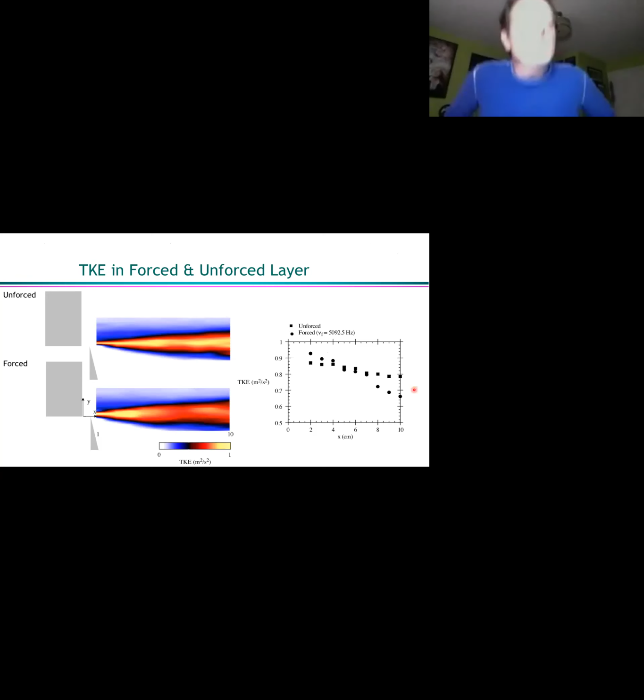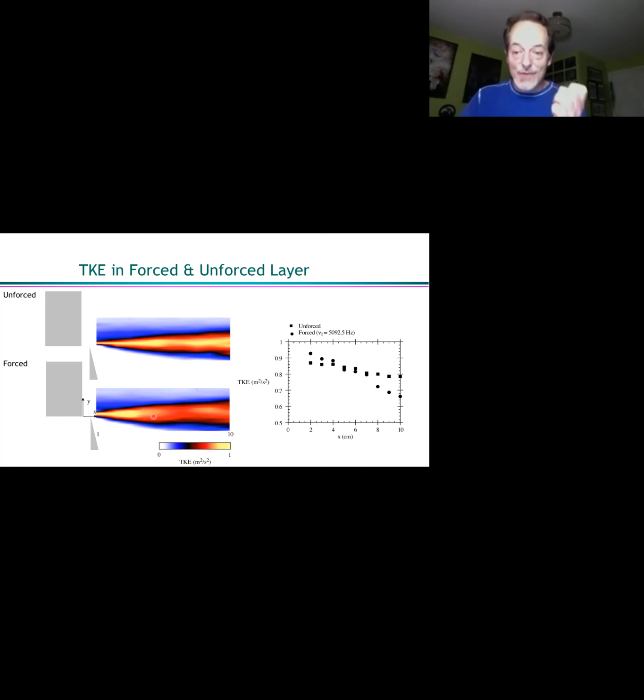So here I'm showing the turbulent kinetic energy in the forced and the unforced layer. And what we see, if you look really close to the actuators, you're right. This is increasing the turbulent kinetic energy. You're throwing in a lot of energy. But remember, the wavelengths or the size of the vortices we're putting in, we're putting it in the area where it actually dissipates and sucks energy out of the larger scales.